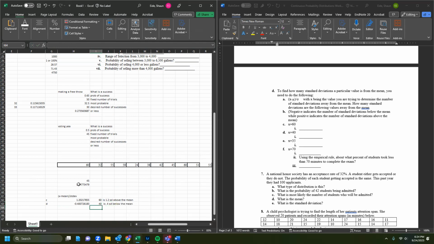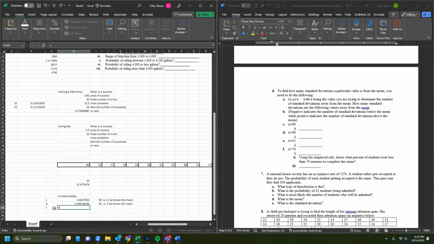Now, what's important to know is I told you guys about z-scores. These are what are referred to as z-scores. So this has a z-score of 1.2. This has a z-score of negative 0.4. A z-score, all that it is, is how many standard deviations a value is away from the mean. It's a little bit more than that, but not much more than that. So you guys can do E by yourself. And then let's look at F really quick.